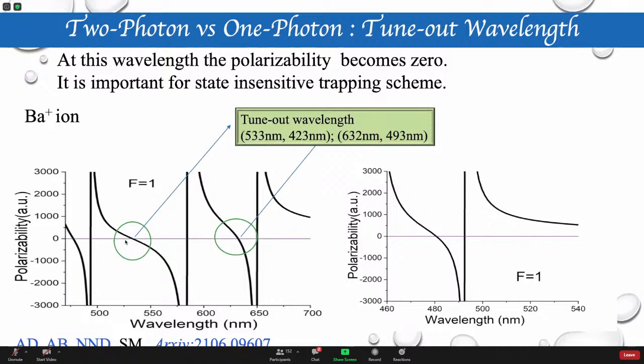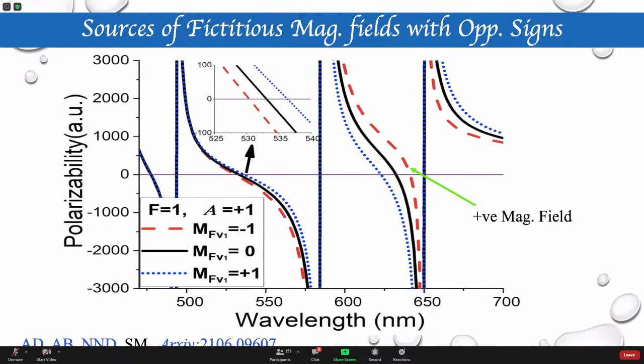This is using linearly polarized light, and we got two tune-out wavelengths. Now, if we use circularly polarized light, what would happen? As we explained, there will be a shift in the tune-out wavelength for MF equal to +1 or MF equal to -1. Interestingly, at these two sets of tune-out wavelengths, something interesting is happening.